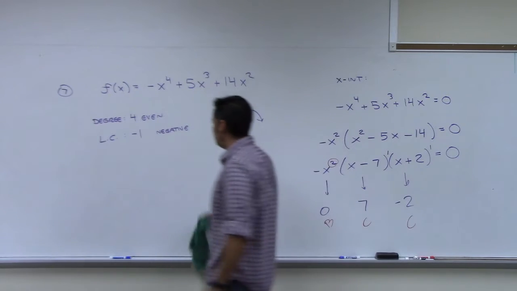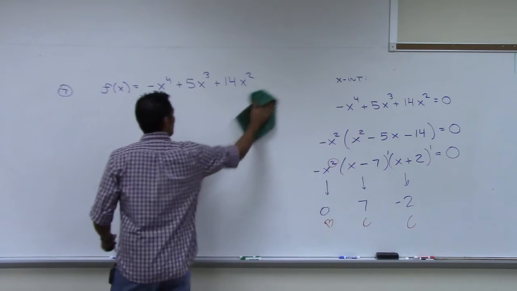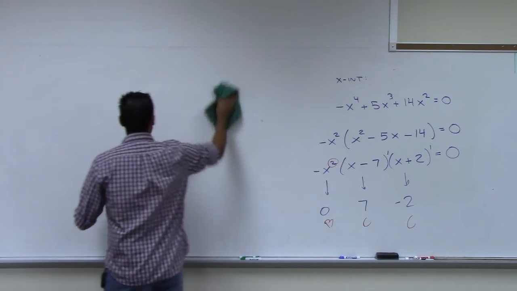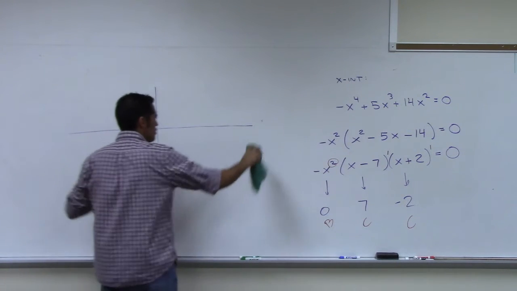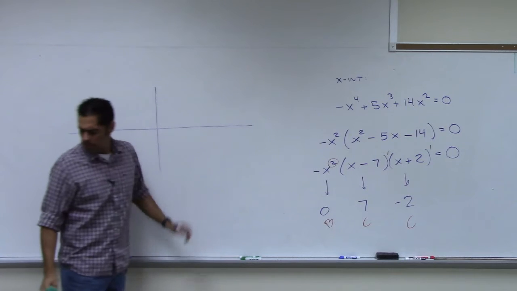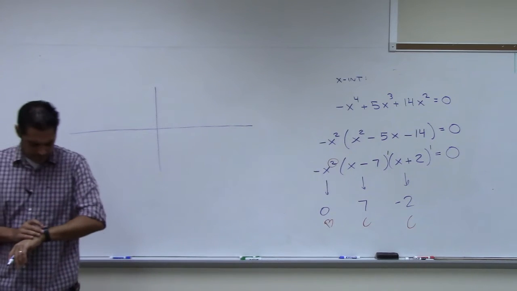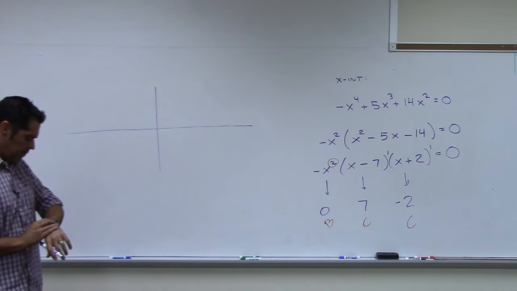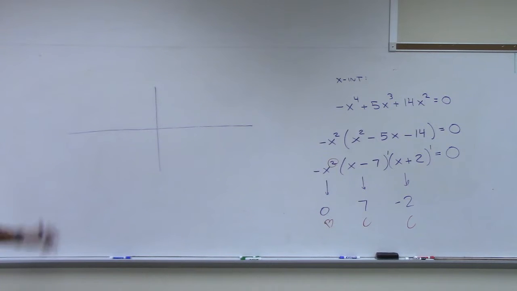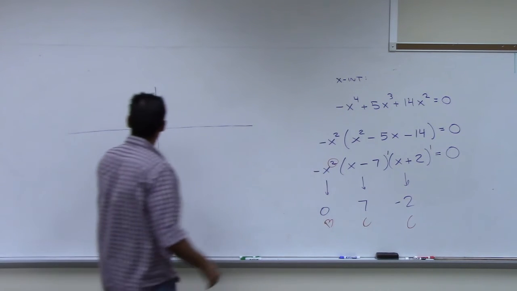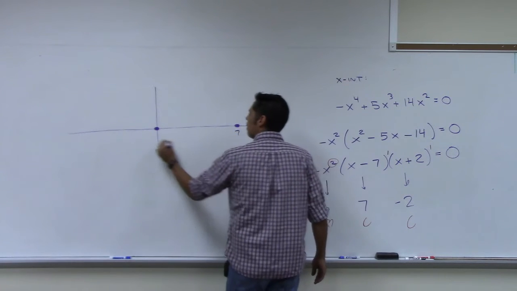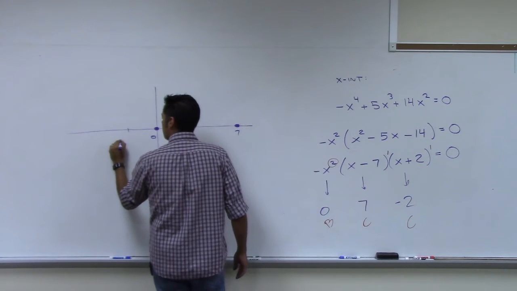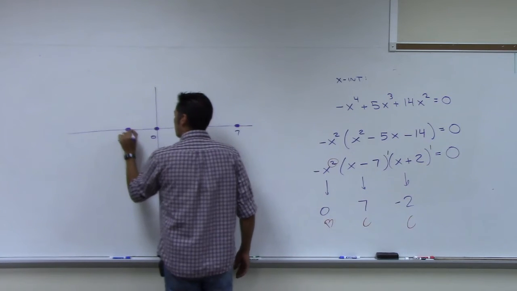It's time to graph. So I draw my x and y axes. And what should I put next? Put the x-intercepts. Put 0, 7, and -2. Those are dots, right?